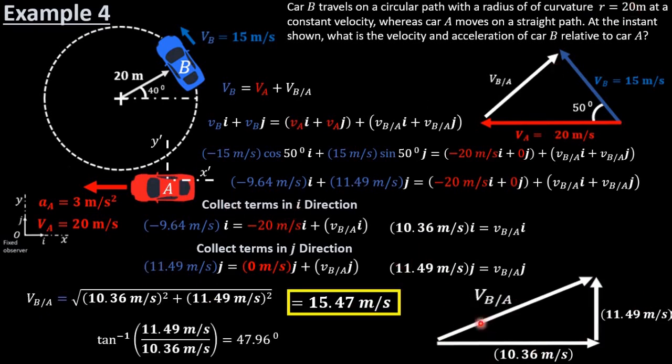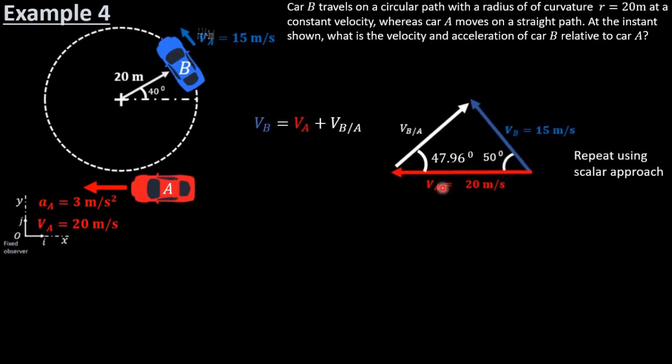And if we wanted to find what angle the relative velocity makes with the horizontal, we just apply trigonometry, so inverse tan of 11.49 meters per second, which is the opposite, over 10.36 meters per second, which is the adjacent, which will give us this angle here, okay, which is 47.96 degrees. So because we found this angle, that means it's going to be the same as this angle, because this line here is parallel to this component of the relative velocity. So that means we can say this angle here is also 47.96 degrees.